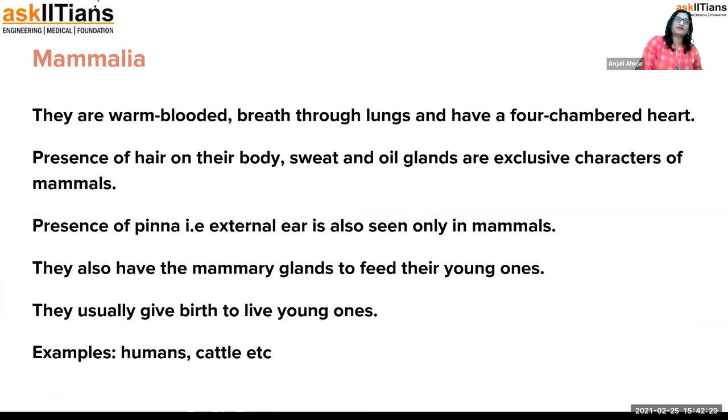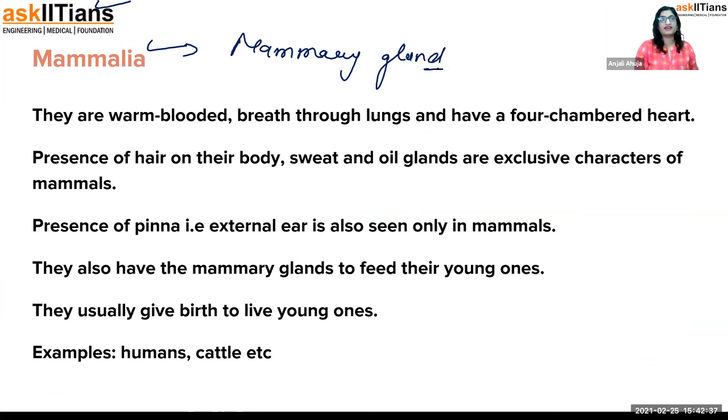Mammals. They are known as mammals because they have a special gland present in their body. We call it the mammary glands, which are the milk glands. They can feed their baby, and that's why we are all mammalians. They are warm-blooded, breathe through the lungs, have a four-chambered heart, and presence of hair on the body. We call it the pelage.